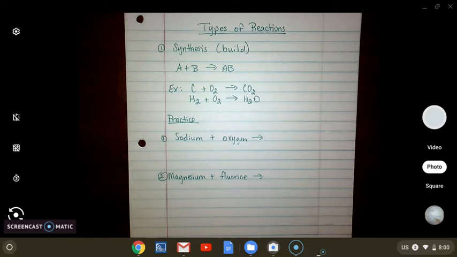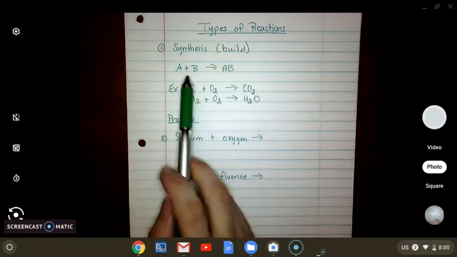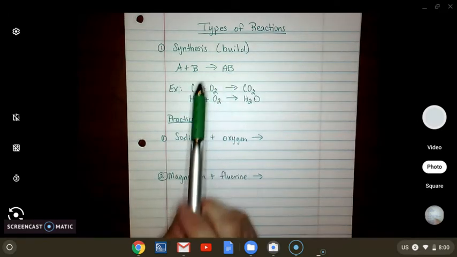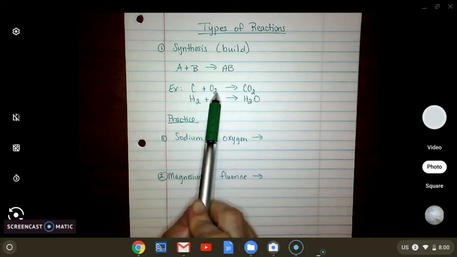So the first one we're going to talk about is synthesis. This is a building reaction. So basically you're taking 2 different things and combining them to make one. So for example, you have carbon plus oxygen.